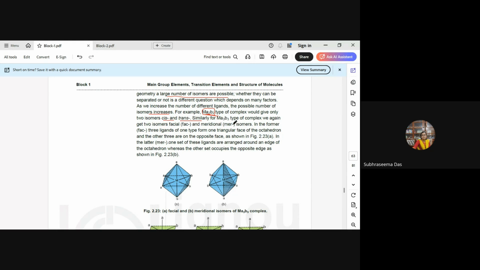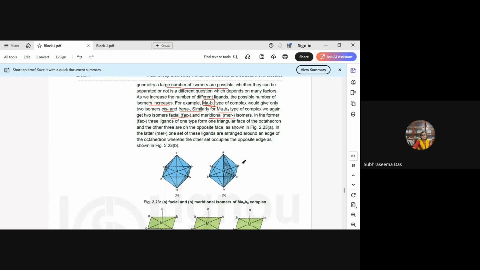Then we will again consider an octahedral complex of the type Ma3B3. Here we also get two types of isomers. One is the facial isomer and the other is called the meridional isomer. It has been shown in figure 2.23.